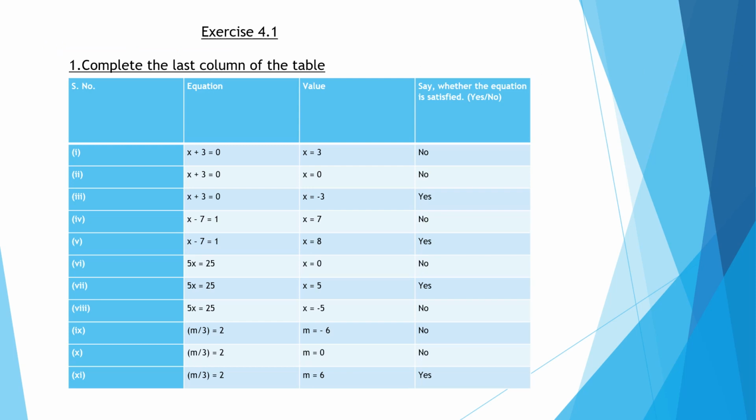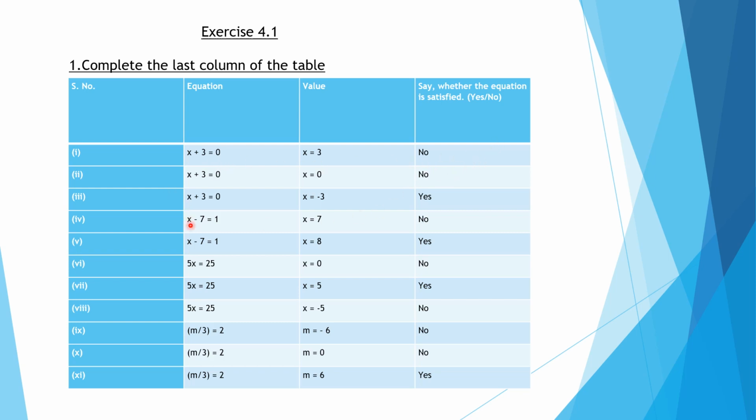So based on these points, we are having exercise 4.1. Here I have selected important sums. First one is complete the last column of the table. That means equation and value they will give. But we have to say whether the equation is satisfied. Yes or no. What is the equation? x plus 3 is equal to 0. This is the equation. What is the value of x? That is 3. Let us put the value of x here as 3. 3 plus 3 is 6. But here they have given 0. That's why this equation is not satisfied. That's why no.